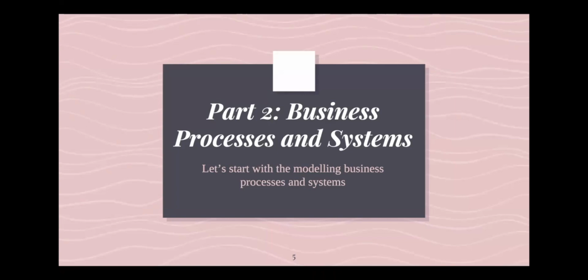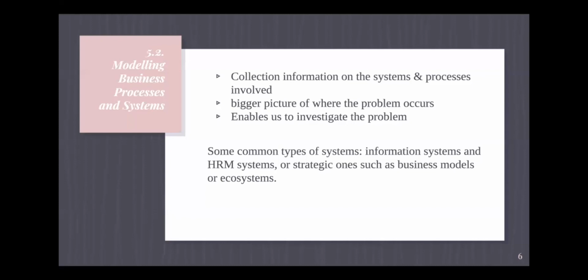Okay, coming to the next part: the business process and system. Collecting information on the systems and processes involved relates to the bigger picture of where the problem occurs, and it also leads to the things that would allow us to investigate the problem. There are many different types of systems that can be the focus of analysis in business problem solving, but in general, they consist of interacting and interdependent elements.